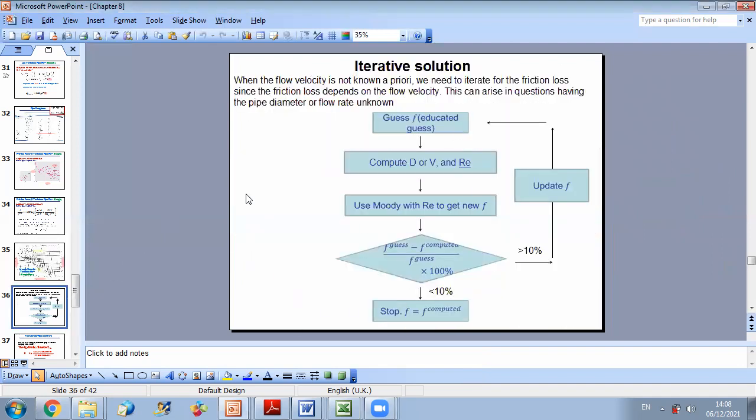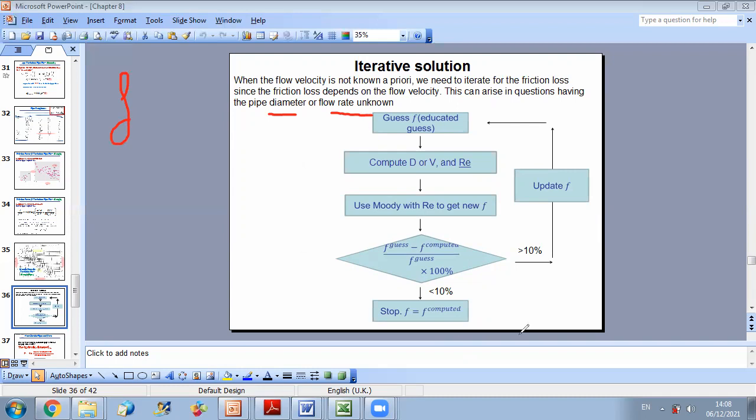So this is the iterative solution that they are talking about. Sometimes, as I told you, you have the diameter unknown or the flow rate unknown. These are challenging cases, and they require iterations. When only f is unknown, it's simple because you know Reynolds and epsilon over d, so you get f by one iteration. However, in case the pipe diameter or the flow rate is unknown, then you should go through an iterative process to solve.